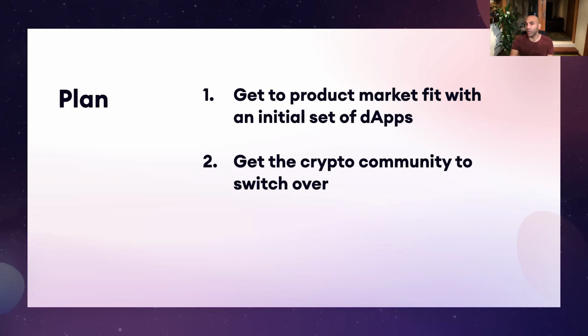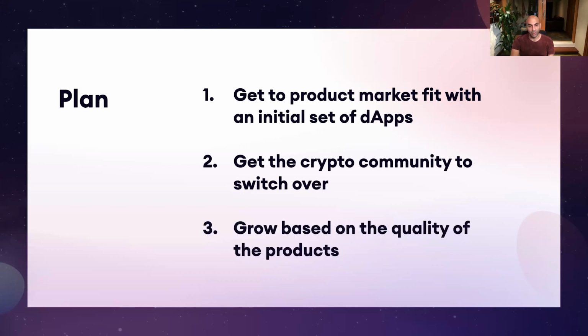Get the crypto community to switch over, right? There's 1,000 people in this curator program. No reason why these 1,000 people wouldn't be using these dApps on a regular basis, right? There's probably 10,000 people one circle out from there. Let's get 10,000 people to use a handful of these dApps. And once you break through to that level, you're actually really close to a mainstream level of growth. And so step 3 is just grow based on the quality of the products, right? If these are great products that we love to use every day, we've got an engine.